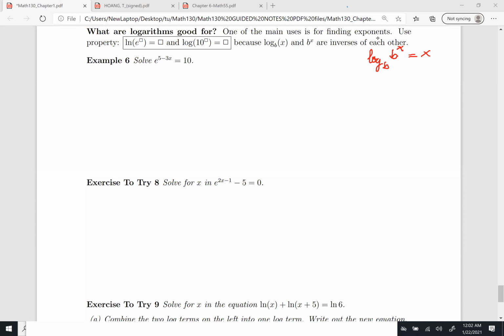Now let's do example 6. We're going to solve e to the power of 5 minus 3x equal to 10. The problem is that the variable is in the power. How can you solve an exponential equation? You actually have to use logs and these properties in order to solve this problem.